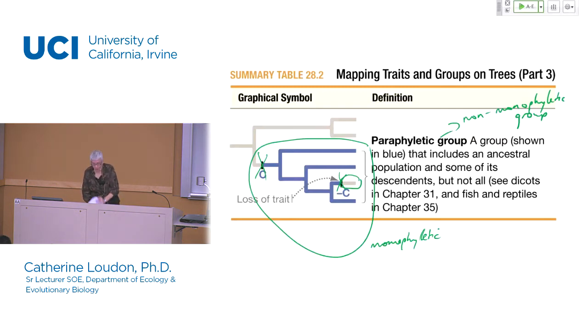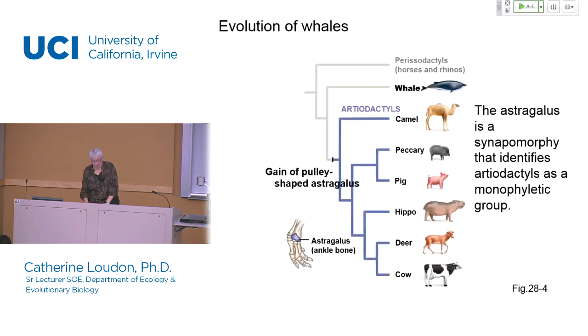So it's not considered a natural grouping. A nice example of this is actually seen in our current understanding of the relationship of whales to the other mammalian taxa. This is figure 28.4 in front of you right now, and shows the old phylogeny, showing how whales related to other mammals.